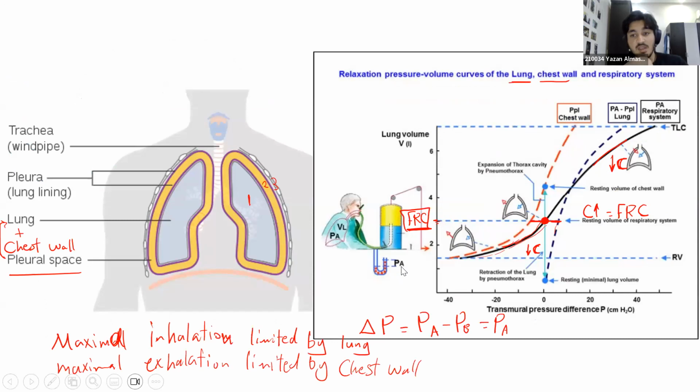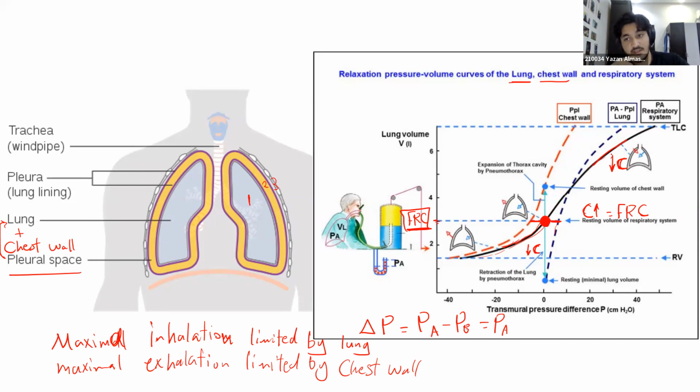Okay. Now, in the middle between the lung and the chest wall, we have the FRC. This is the point at which the compliance is the highest for the respiratory system, because it's the combination of the lung and the chest wall together. This point at which the highest compliance occurs is known as the FRC. If we go above the FRC, the compliance will get less.